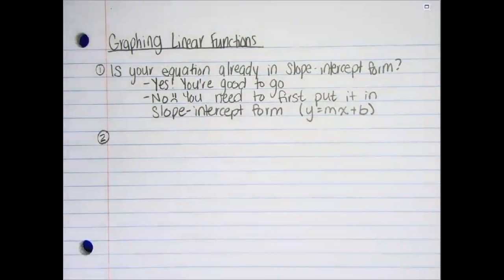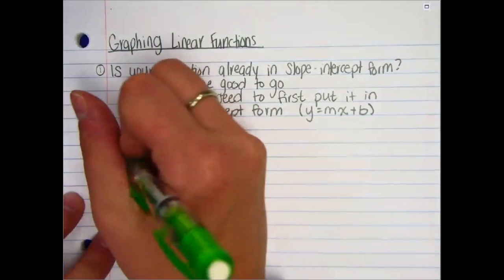So is your equation in slope-intercept form? If yes, keep going through these steps. If no, put it in slope-intercept form first before you continue on. Now, when you actually get to the point where you're graphing it, the very first thing you have to plot on your graph is your y-intercept.